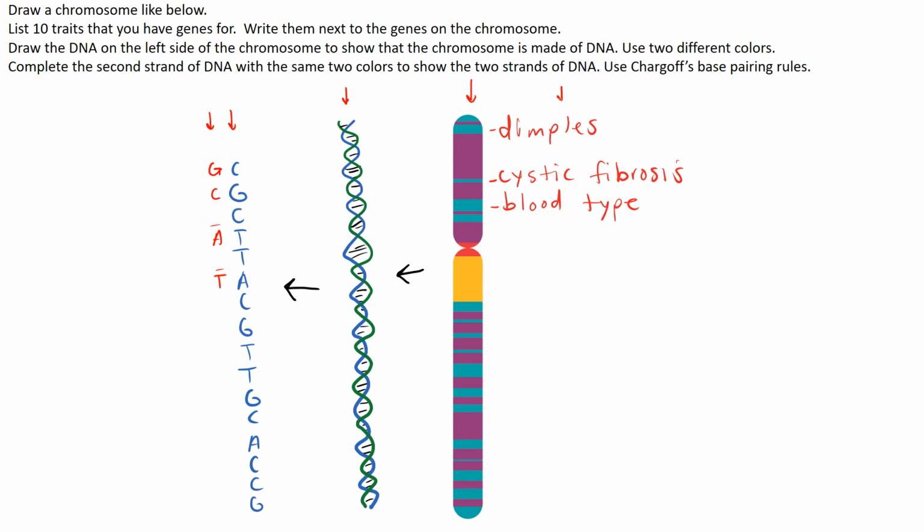Okay, on this side, what I want you to do is, it says list 10 traits that you have genes for. You can look some up if you need to. Don't use these. I want you to come up with your own 10 traits that you have genes for, that your genes code for in you. Okay, so you're going to list them on this side, and you can pretend that this gene or this trait goes with that band right there, because that band is a gene, and it codes for that trait. Okay, so I want you to make this kind of diagram in your notes.